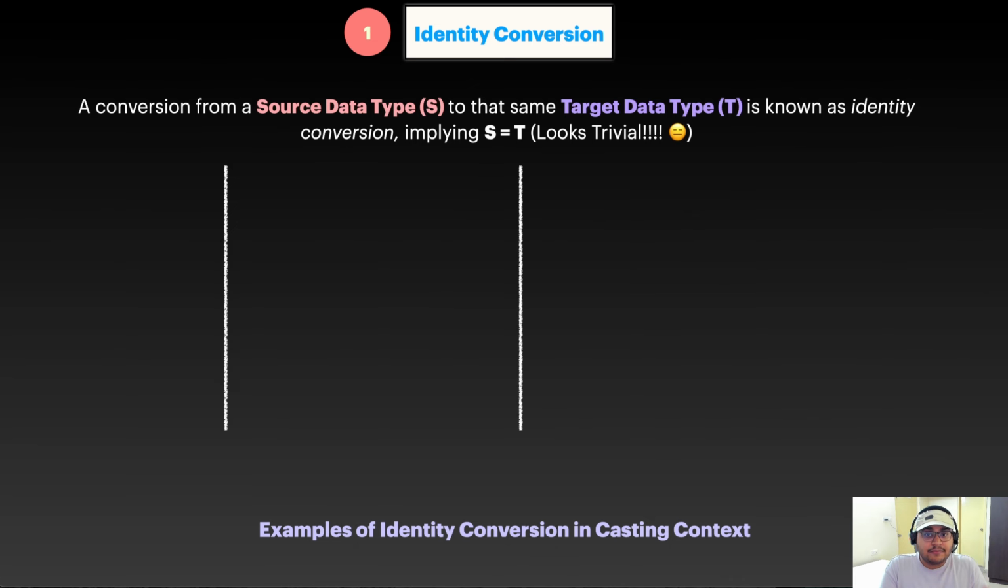A conversion from a source data type to the same target data type is called identity conversion, meaning S is equal to T. Let's look at some examples of identity conversions in casting context.